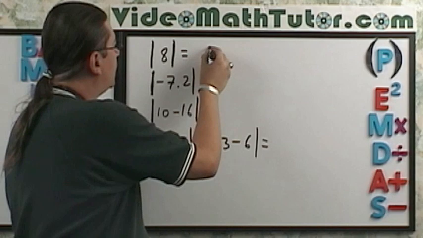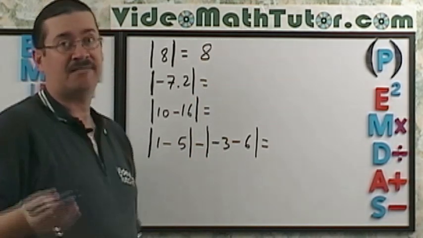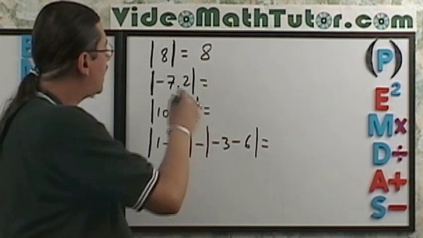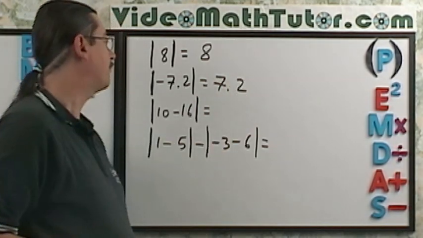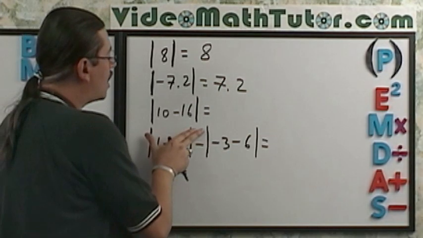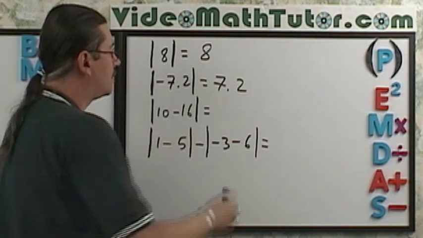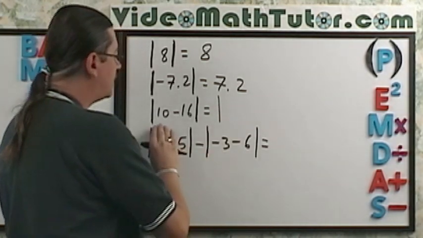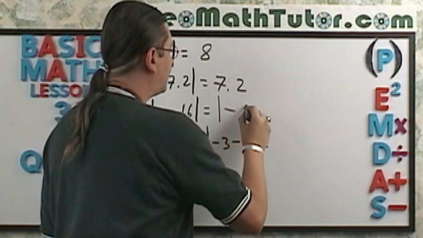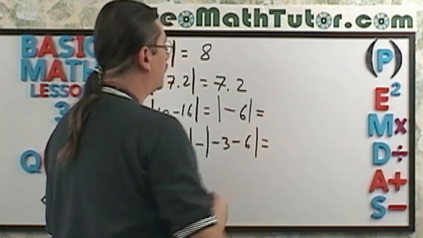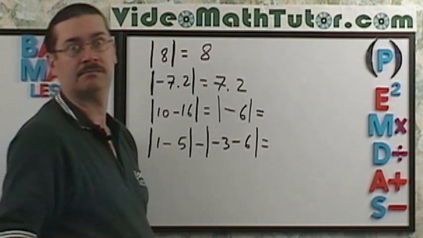Absolute value of 8 is just 8. Absolute value of negative 7.2 is just going to be 7.2. The negatives go away. In this problem here, the absolute values serve as grouping symbols. So you do what's inside first. 10 minus 16 is negative 6. So I want the absolute value of negative 6, which would be what? Well, 6.